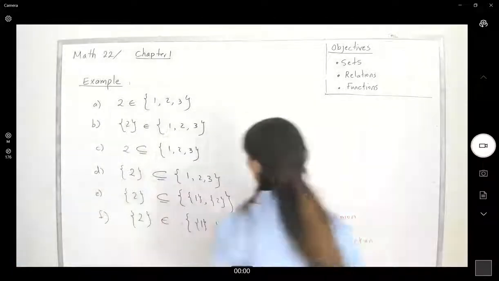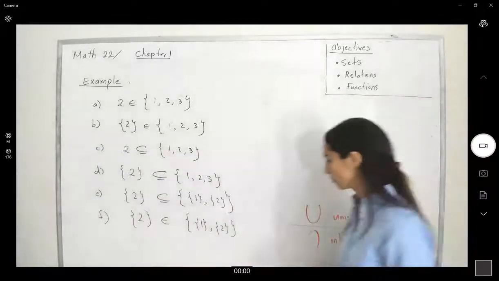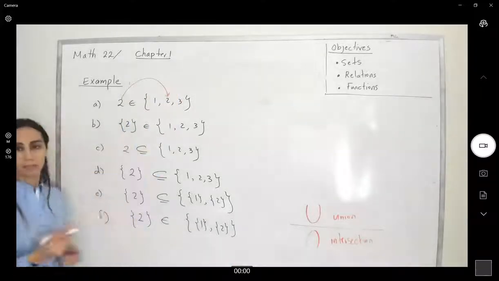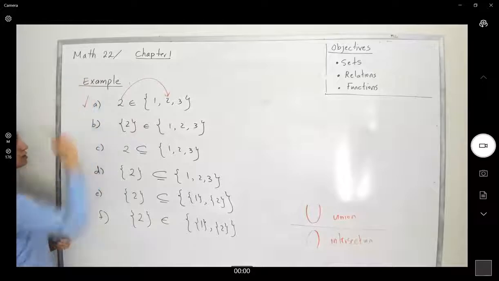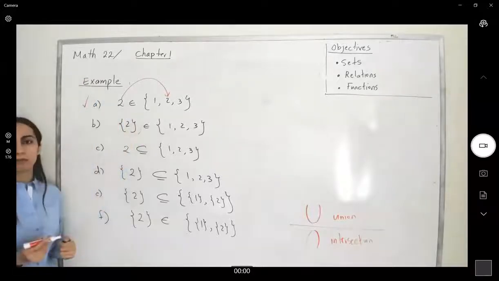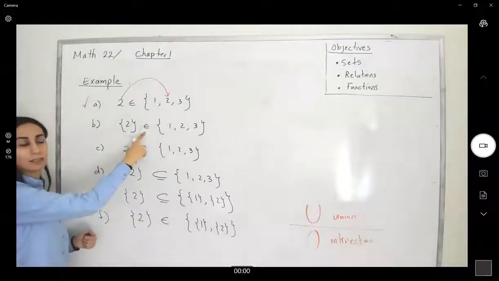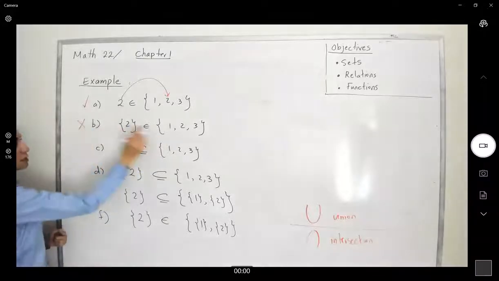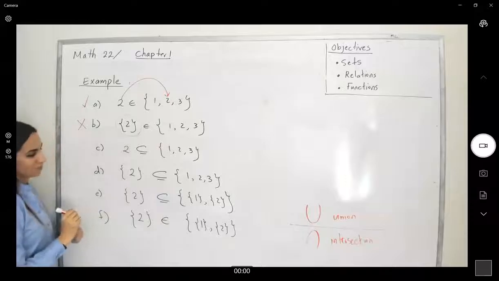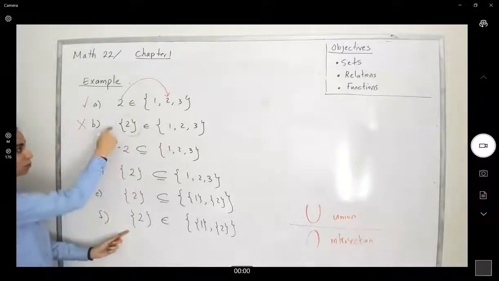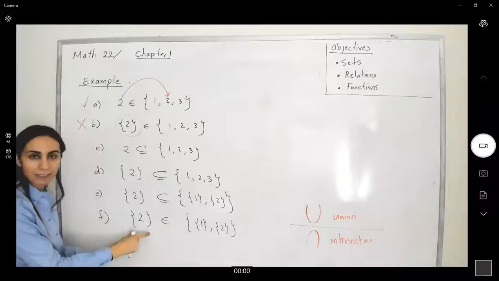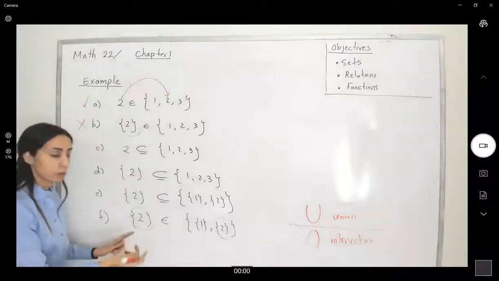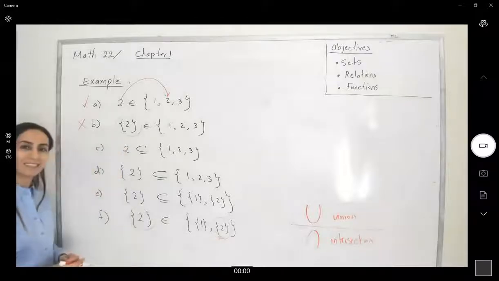Well, which one is true? Which one is false? Well, 2 is a member of this set. You can actually see this here. Set including 2 is not. This is a new object. It is not a member of this set. Take a look at this. I want to compare B and F for you. Set {2} is a member of the set including a set of 2.